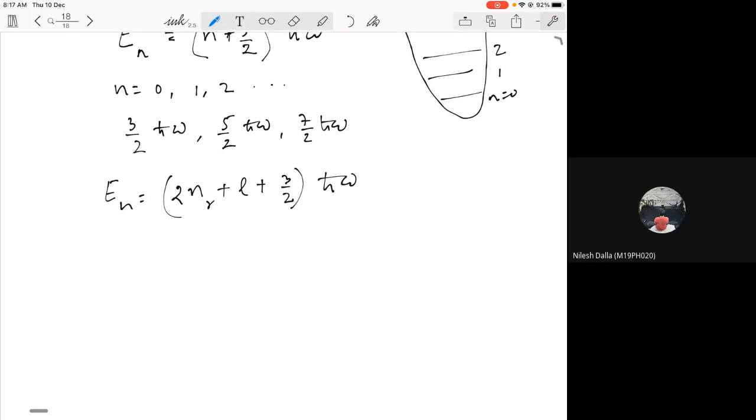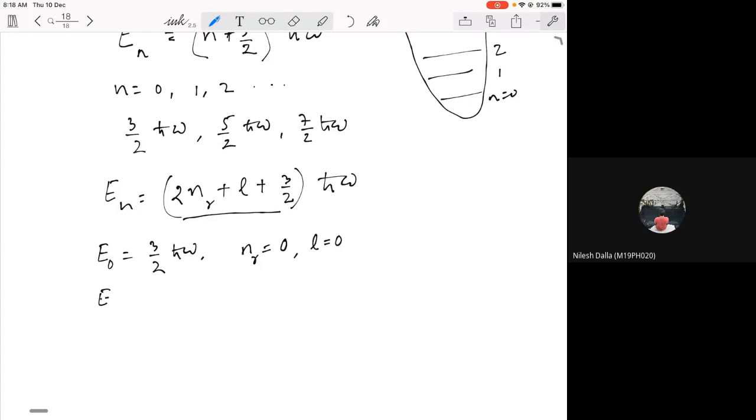Now if you look at these energy eigenvalues, nr and L are all integers basically. Here we can take any combination. Let's say the ground state is 3/2 ħω. What will be the corresponding values of nr and L which give rise to this? I take nr equal to 0 and L equal to 0. That is the only possibility. So I get the ground state, right?